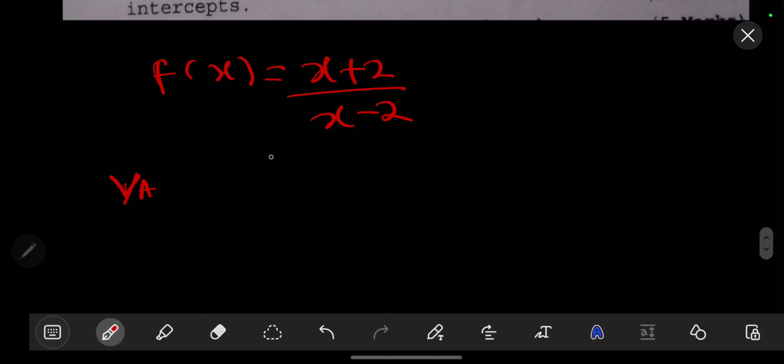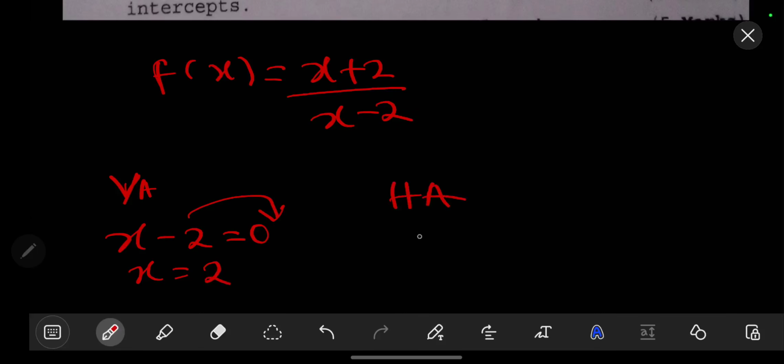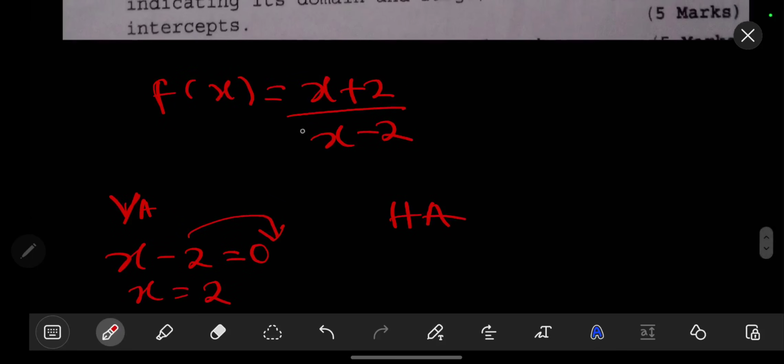So the vertical asymptote, we get our denominator equated to 0. So x minus 2 is equal to 0 like that. So x is equal to, we take the 2 this side, we are going to have a positive 2. Then we are going to have horizontal asymptote. Horizontal asymptote, if the powers are the same on the leading powers of x, we can just divide them. So we have our x over x should be equal to 1.